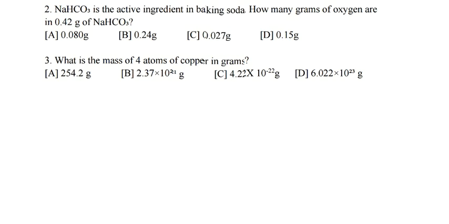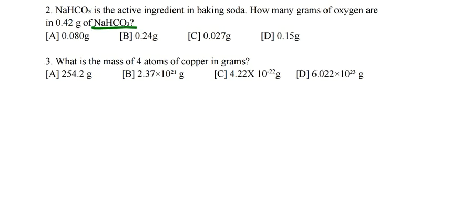Now move to 2. 2 says sodium hydrogen carbonate is the active ingredient in baking soda. How many grams of oxygen are in 0.42 grams of that? This is just a simple question. How many grams of oxygen? So sodium hydrogen carbonate is what we have. They want us to determine the mass of oxygen, given they've given us the mass of a compound, right?